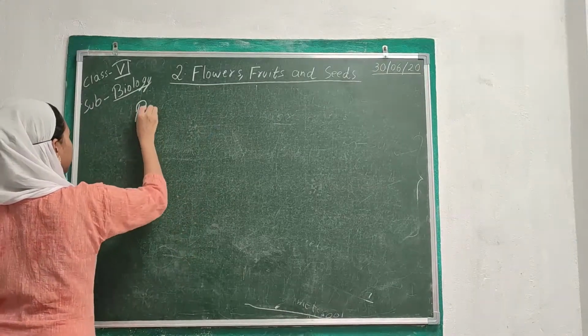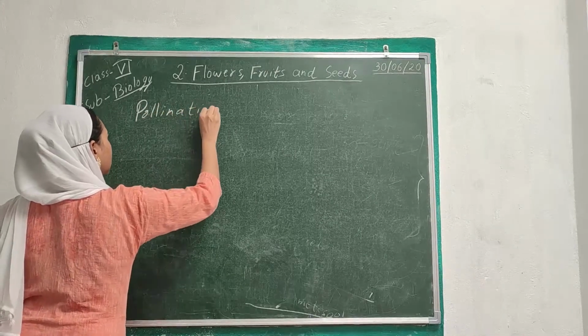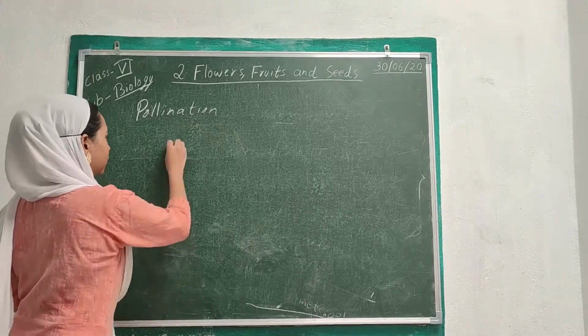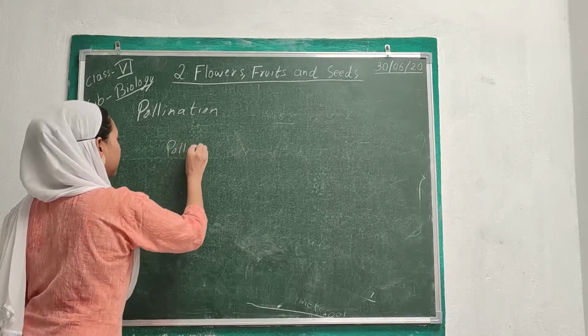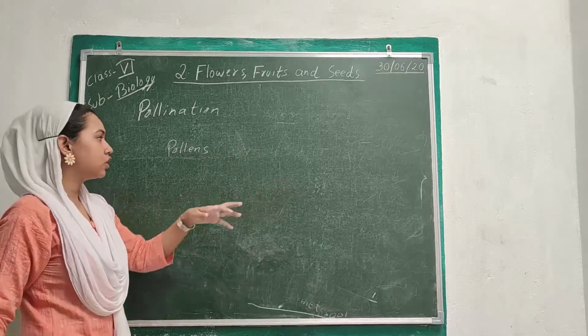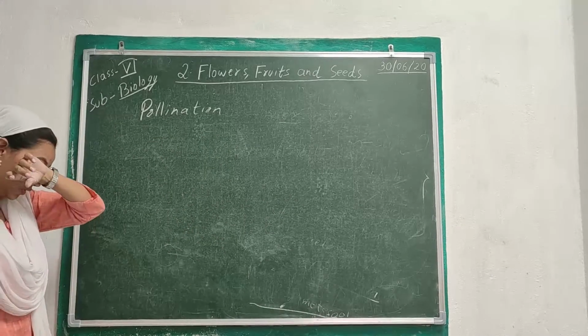So the next topic is pollination. Now if you remember, I said that the anther makes pollen grains. The anther makes pollen grains, and then what happens? These pollen grains go and sit on the stigma, because there is a liquid there which is very sticky.